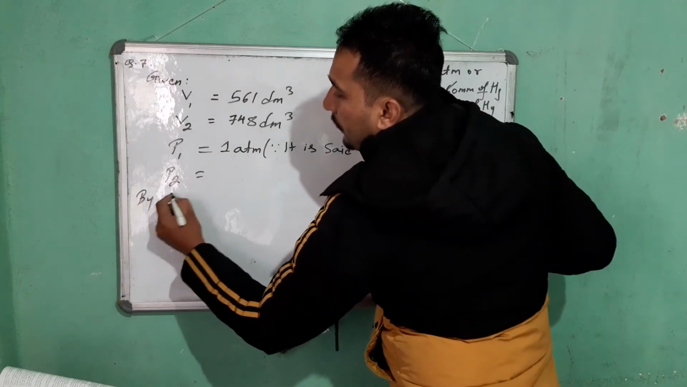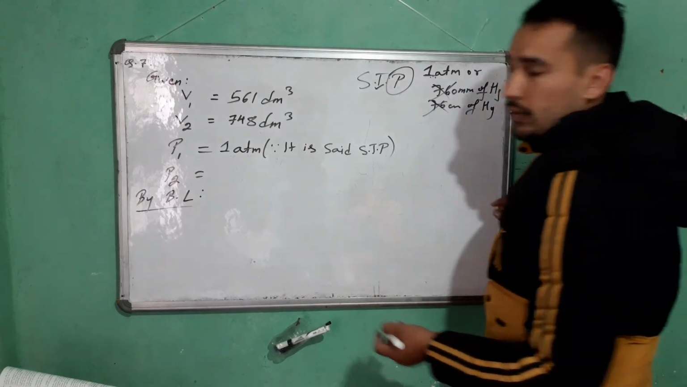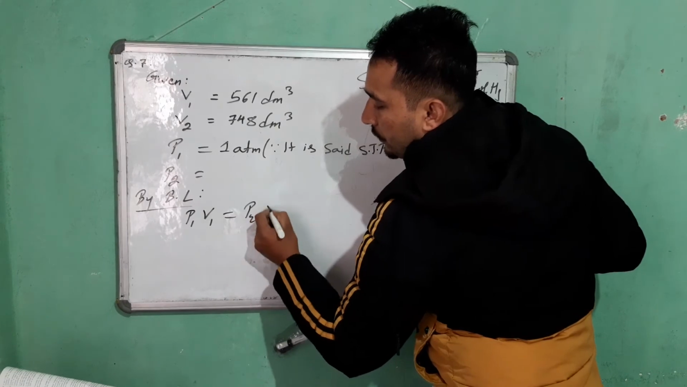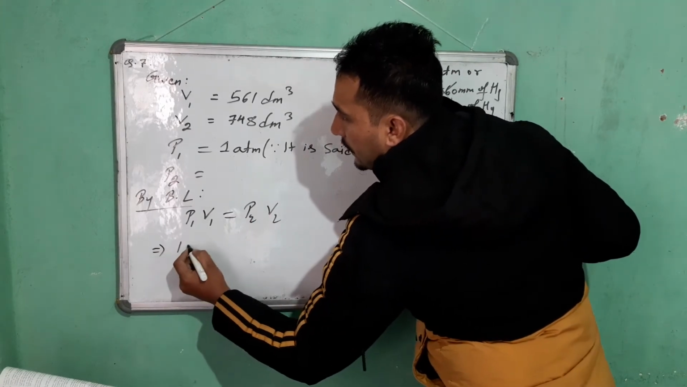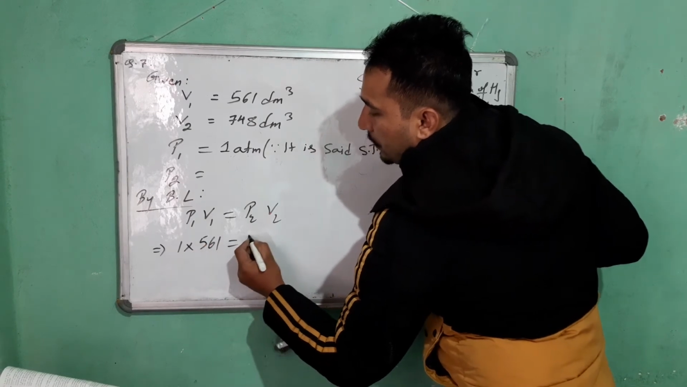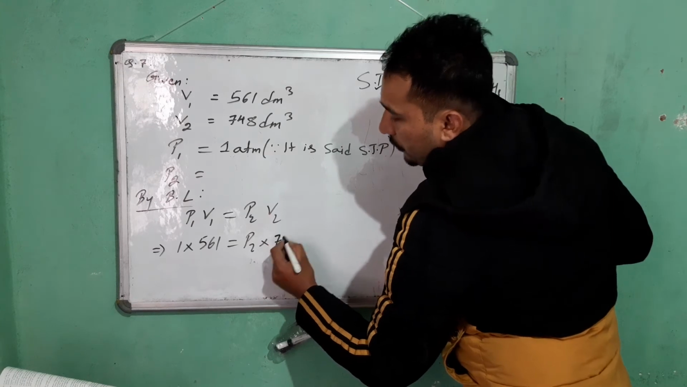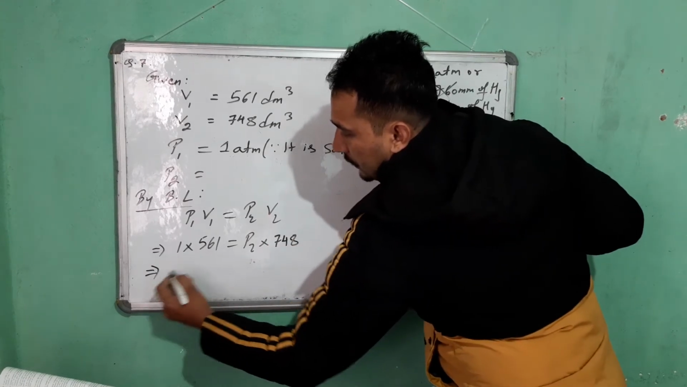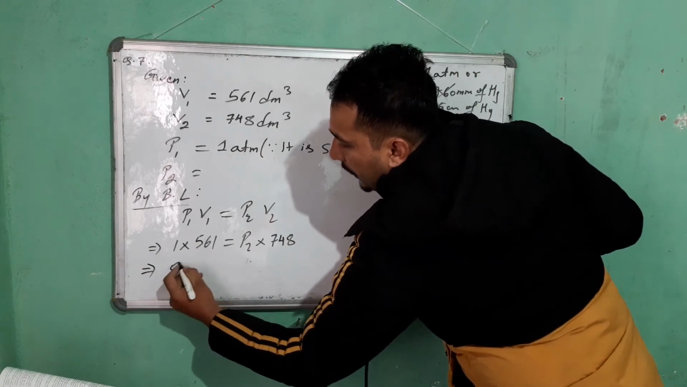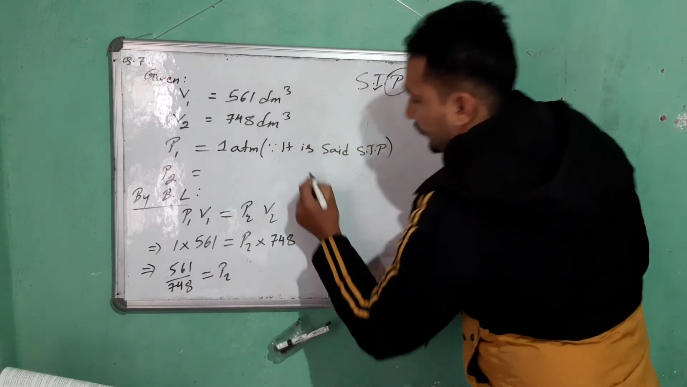So by Boyle's law, since temperature is constant, P1 V1 is equals to P2 V2. So P1 is 1, into V1 is 561, is equals to P2 into V2. V2 is 748. If you cross multiply, this goes down in the denominator. 561 divided by 748 is equals to P2.